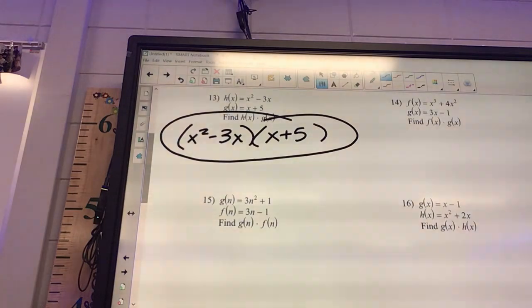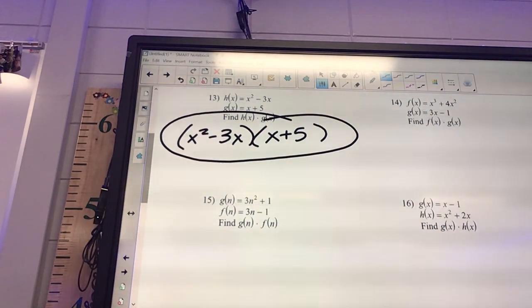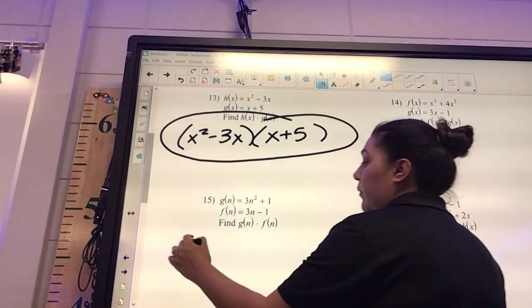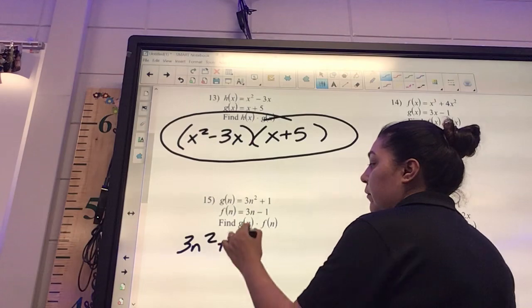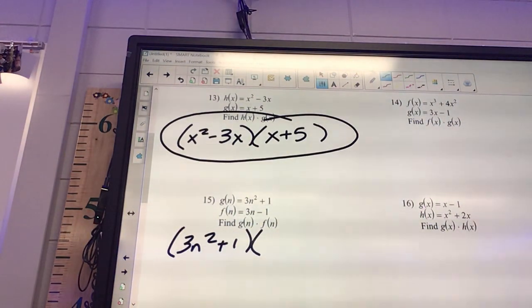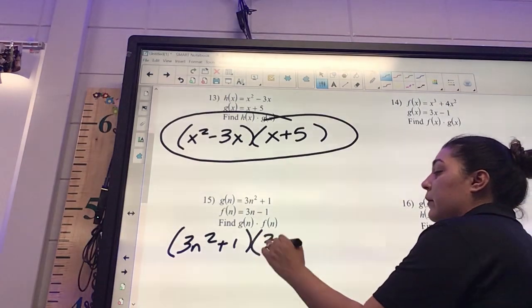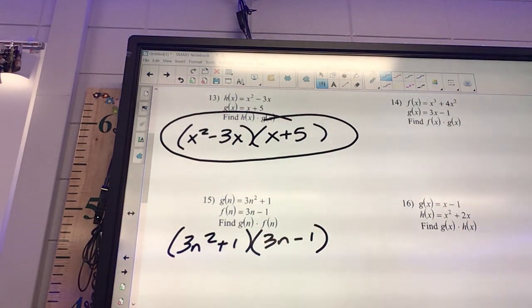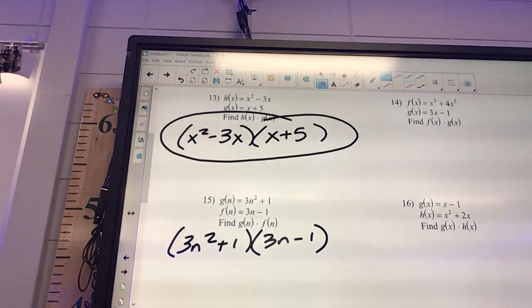Okay, 15. What's the first one? 3n squared plus 1. Perfect. And what's my f? 3n minus 1. Good. Yeah, understand with this?